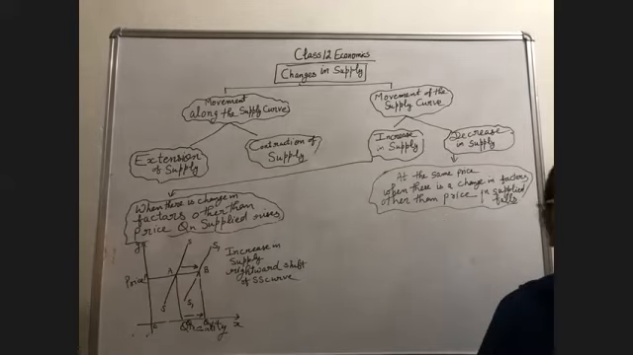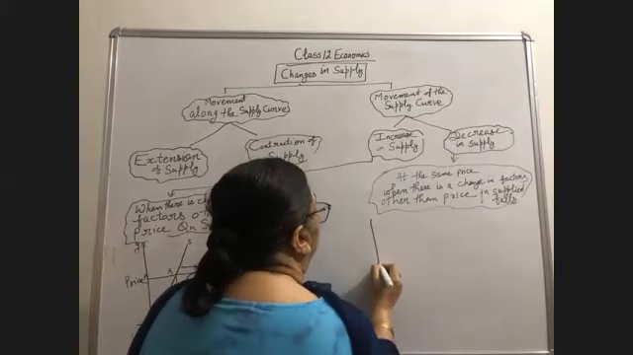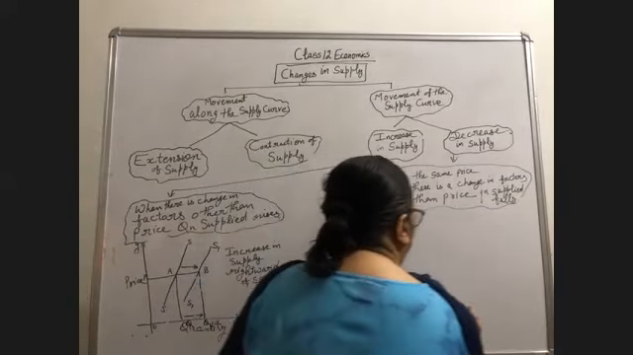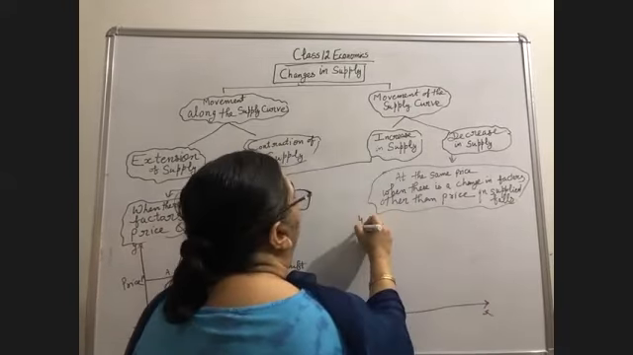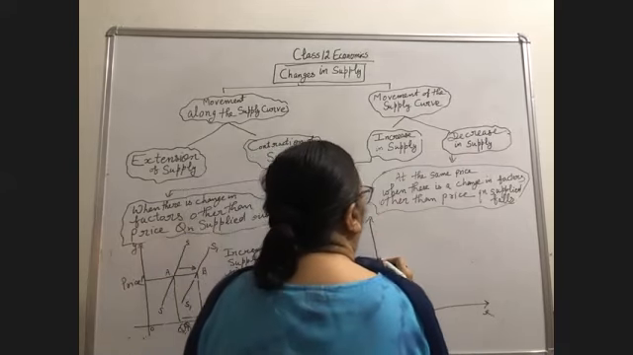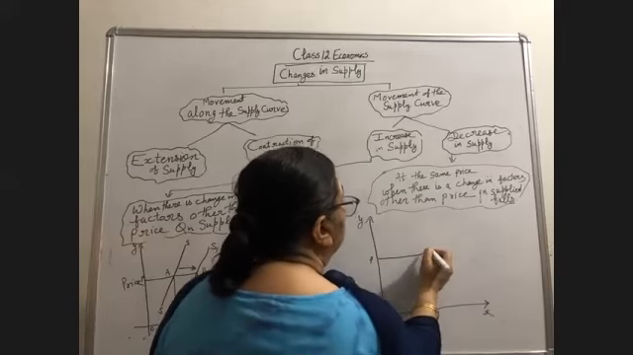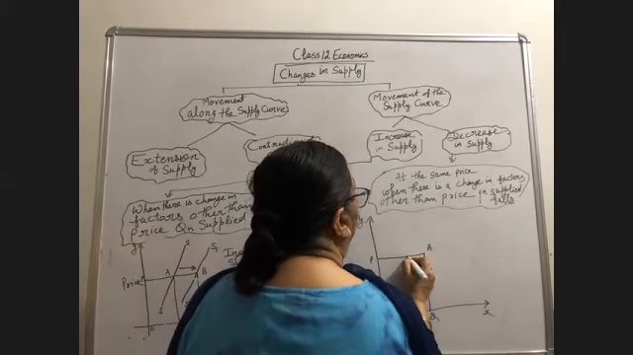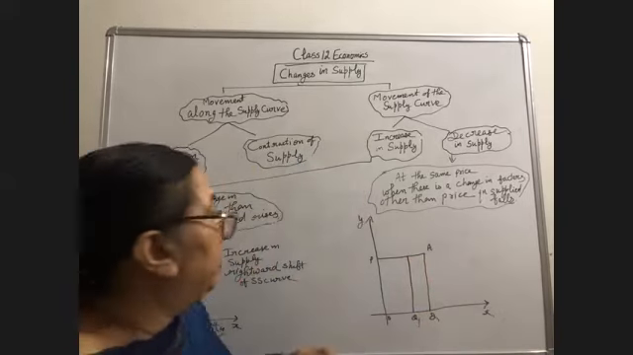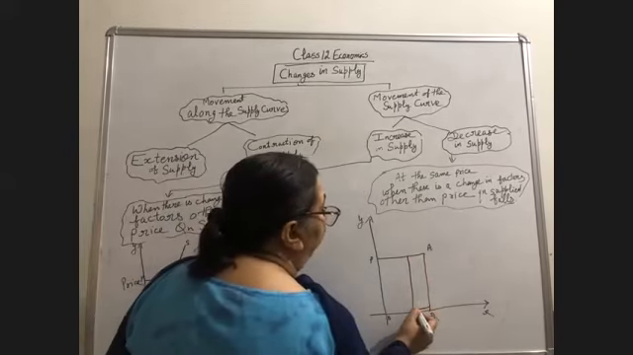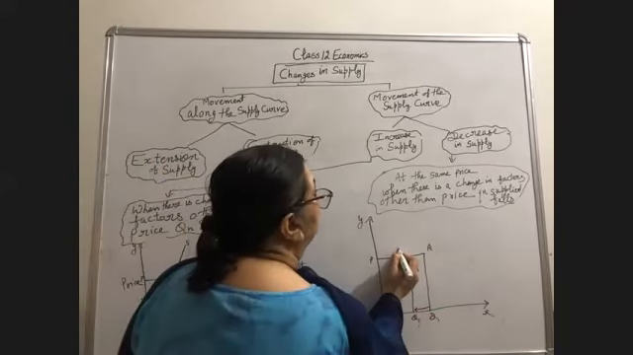Extension and contraction of supply is due to a change in price. This is not due to a change in price. It is due to a change in prices of related goods. X-axis, Y-axis. At the price OP we are supplying less quantity. The price is the same, even then the quantity is less. Now it is more clear as I have made the picture again for you. So you can see that this is point B.